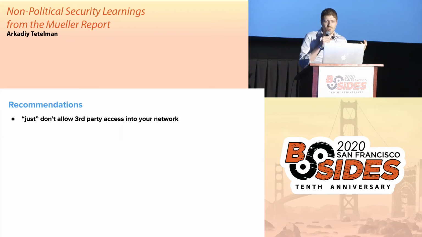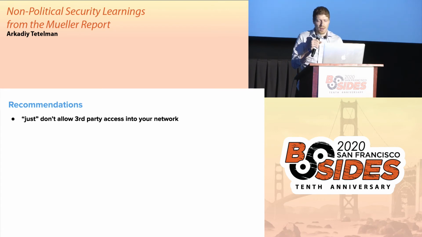Recommendations: just don't allow third-party access into your network. So easy. Why didn't they think of that? Obviously, I'm being a little bit tongue-in-cheek here. We, as security practitioners, I think we all receive these requests of, hey, I just need this thing to do my job. I don't have the resources to build it out the right way. Can you just give me access? You're blocking me right now.